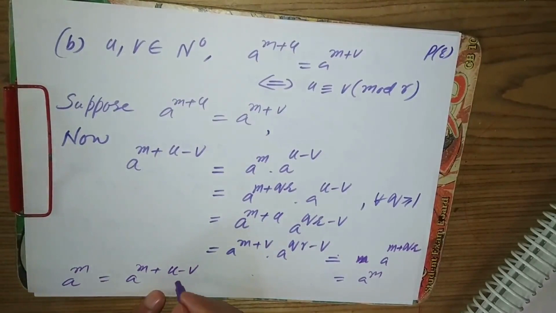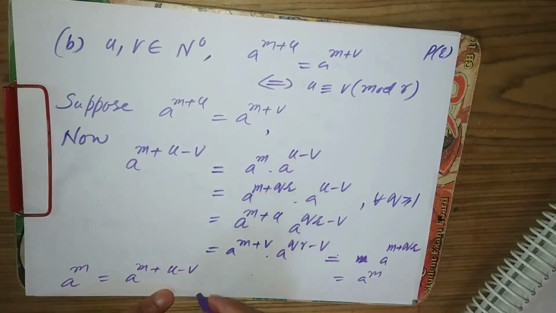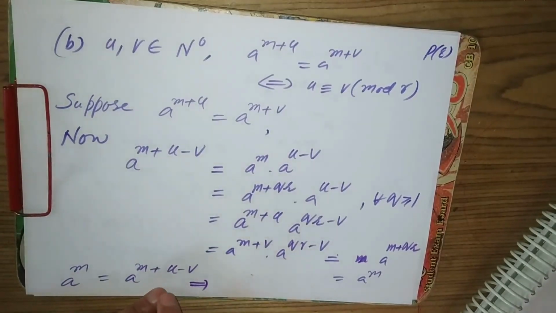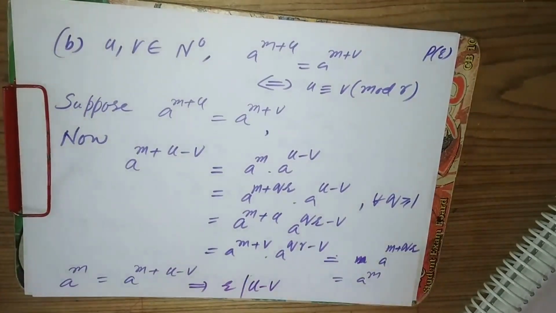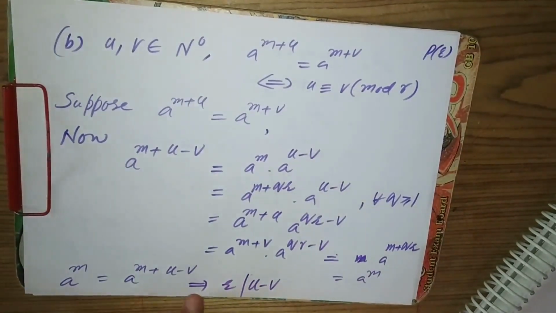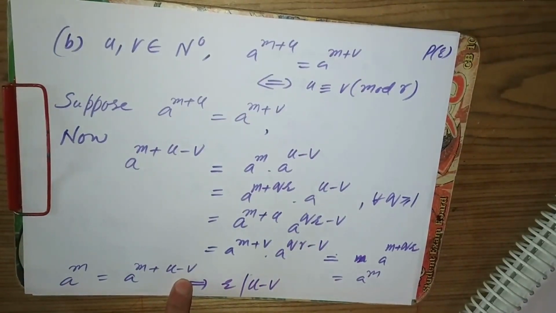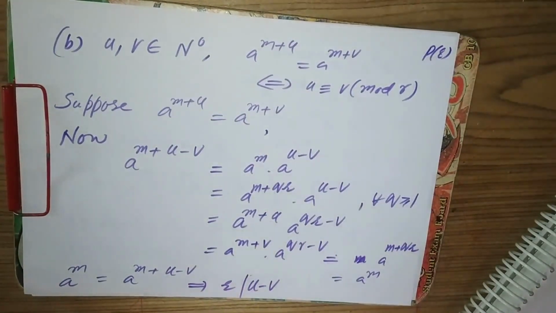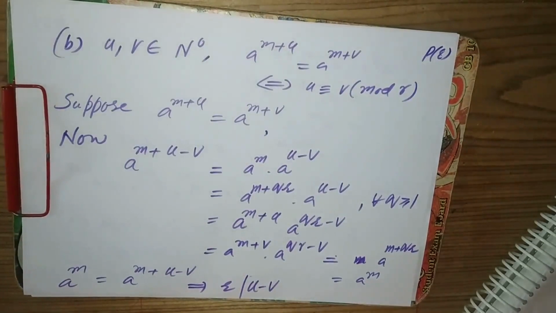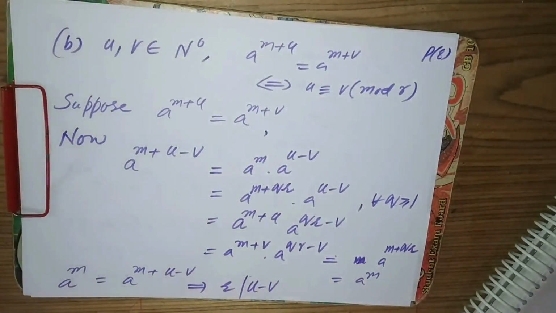But since r is the least positive integer with the property that A power m is equal to A power m plus r, this implies r is less than or equal to u minus v, but at the same time it also divides u minus v. You can easily verify it. You can apply the division algorithm for r and u minus v, and you can see that r divides u minus v. That's very simple. As in case of groups, when we define the order of an element, which is the least positive integer, you can easily verify it.